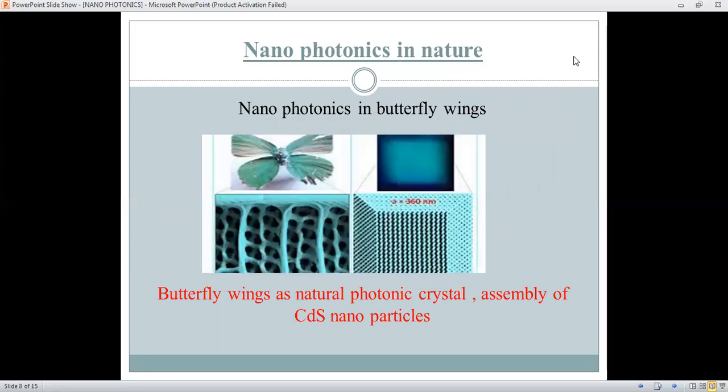The question arises: is nanophotonics present in nature? Yes, nanophotonics is present in many things in nature. Here are some. Nanophotonics is present in butterfly wings. Butterfly wings are naturally a photonic crystal assembly of CGS nanoparticles.